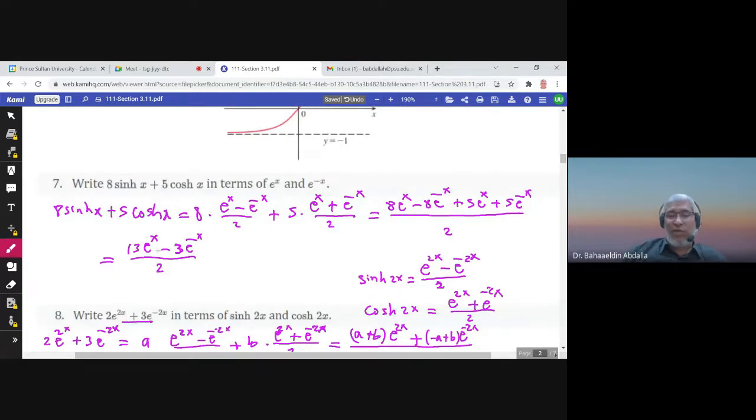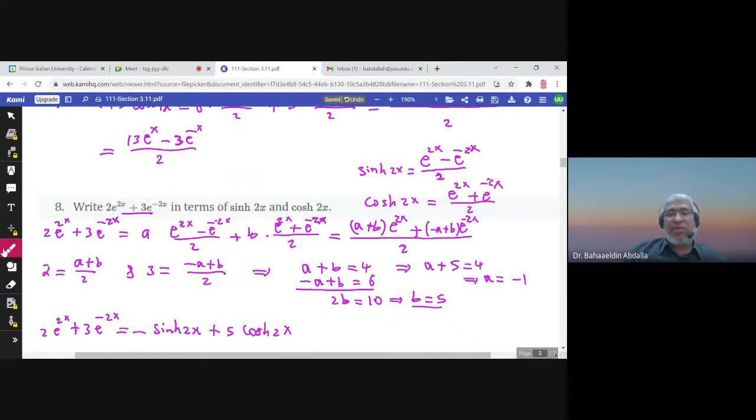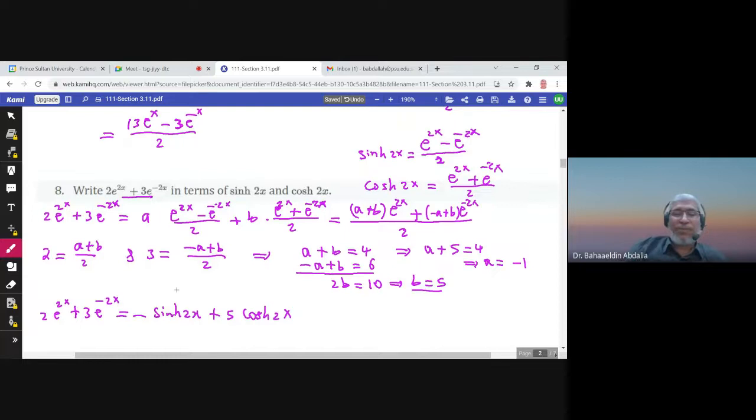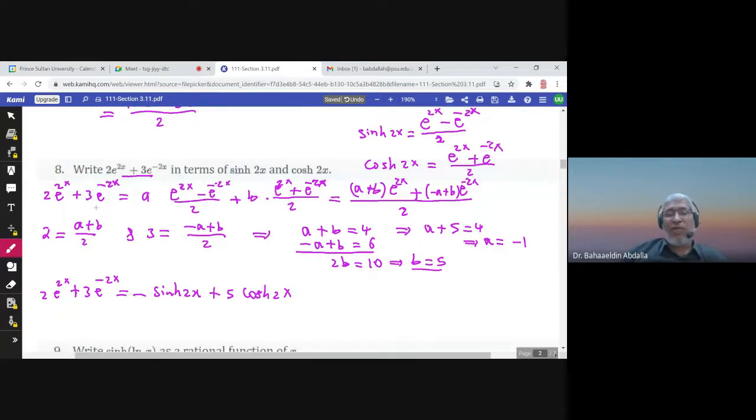Okay, he will give you something like this, and then you need to write it back as 8 sinh plus cosh x or something else. And the way to solve it is this method. Of course, you can solve the first equation in different ways. You can multiply by 2 to get rid of the denominator first, okay? But at the end, the idea is the same. You need to compare the coefficients of e to the power 2x in the two sides and the coefficients of e to the power negative 2x in the two sides to solve the two equations and find the values of a and b.